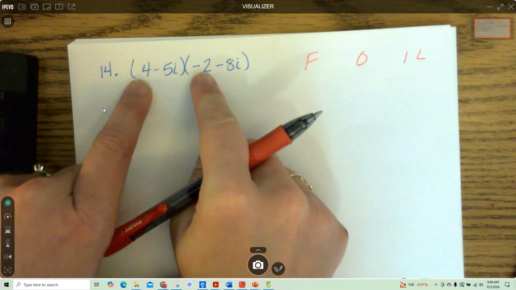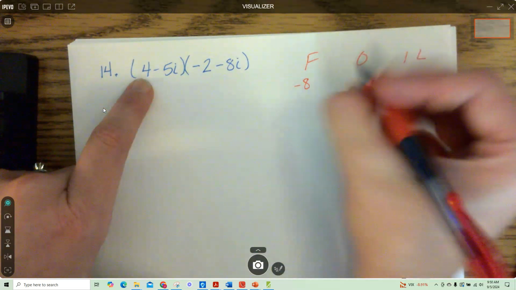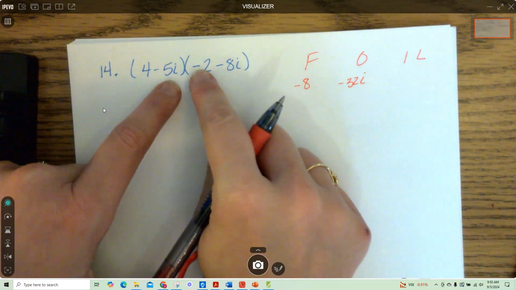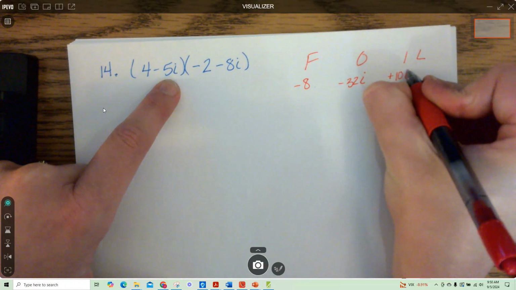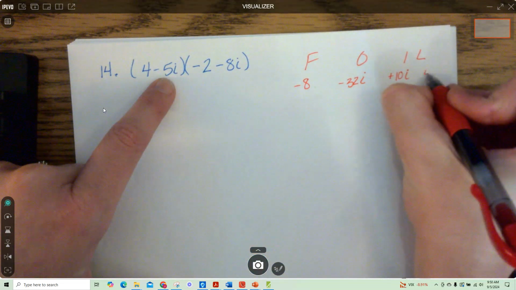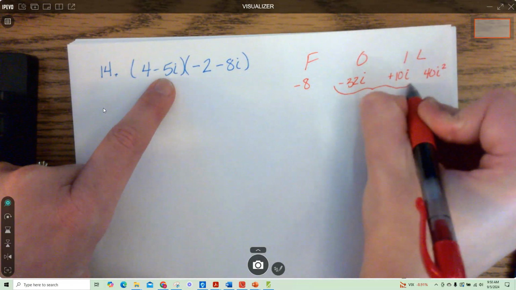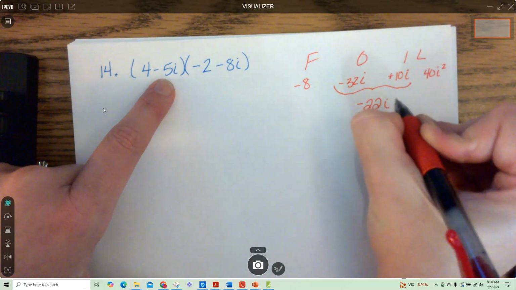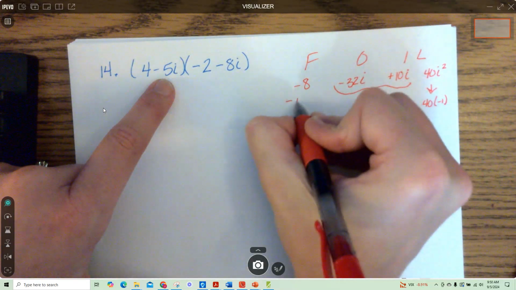So first, 4 times a negative 2 is a negative 8. Outside, 4 times negative 8 is a negative 32. Keep the i, i for inside. Negative 5 times negative 2 is a positive 10. Keep the i. And then last, negative 5 times a negative 8 is a positive 40, i times i, i squared. All right, so negative 32i and a positive 10i gives me negative 22i.